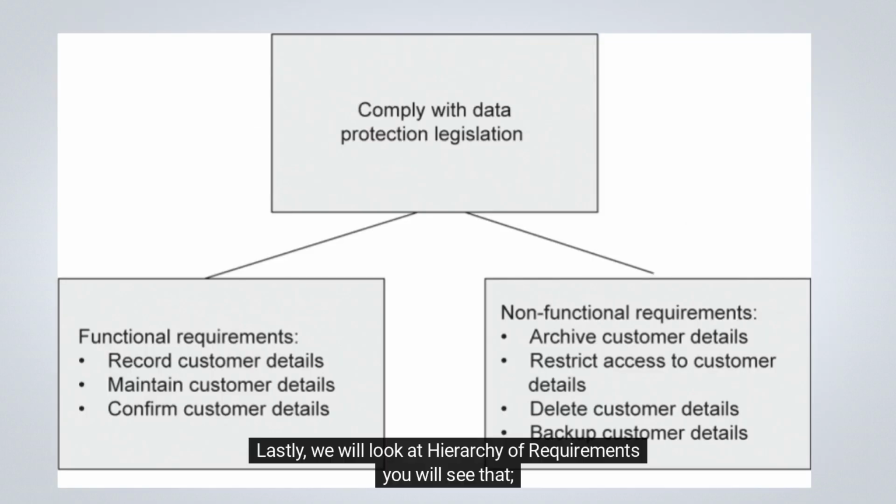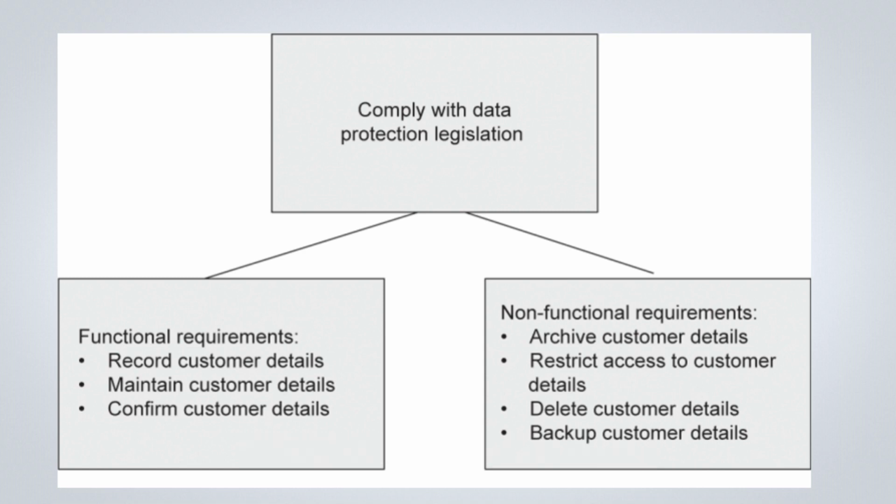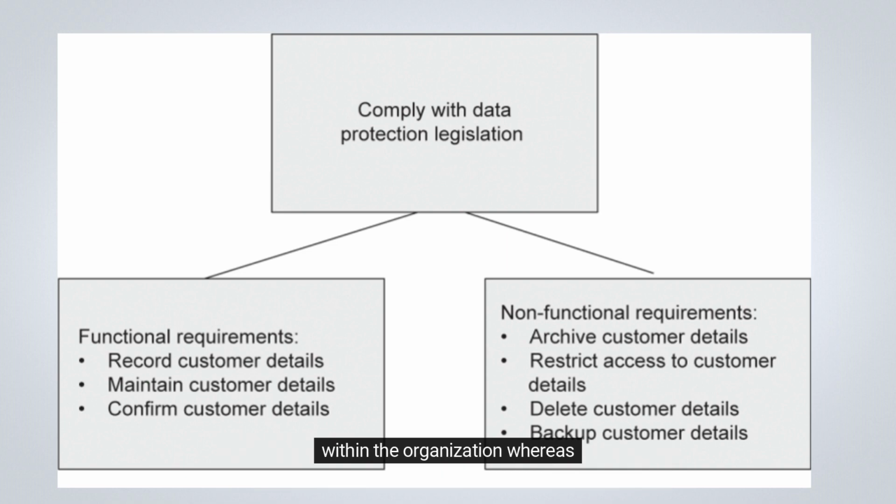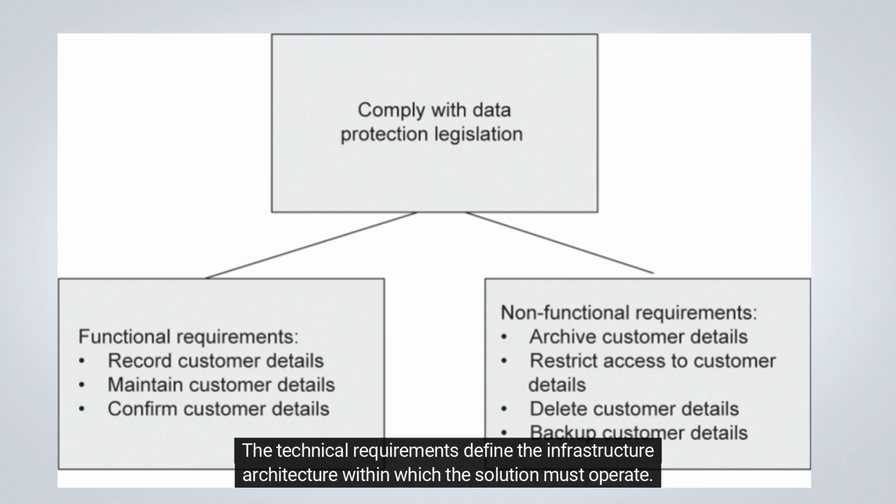Lastly, we will look at the hierarchy of requirements. You will see that the hierarchy of requirements can be divided into general requirements and technical requirements. The general requirements set out the overarching vision for any system or business change solution deployed within the organization, whereas the technical requirements define the infrastructure architecture within which the solution must operate.